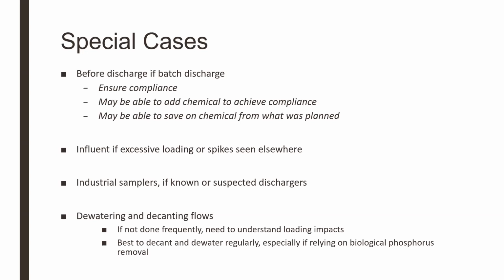So it's important to understand those dewatering and decanting flows, because if you're not dewatering, if you're not decanting on a regular basis, you might kind of be shock loading the system. So it is best to decant and dewater regularly, especially if you're relying on biological phosphorus removal. If you are relying on biological phosphorus removal and you increase phosphorus loading by 30 or 40% because you begin biosolids processing, that's a good way to really exceed the biological capacity of the organisms within your plant to absorb that phosphorus. So that often can be a hiccup point, those dewatering and decanting flows, when it comes to having reliable biological phosphorus removal occur.